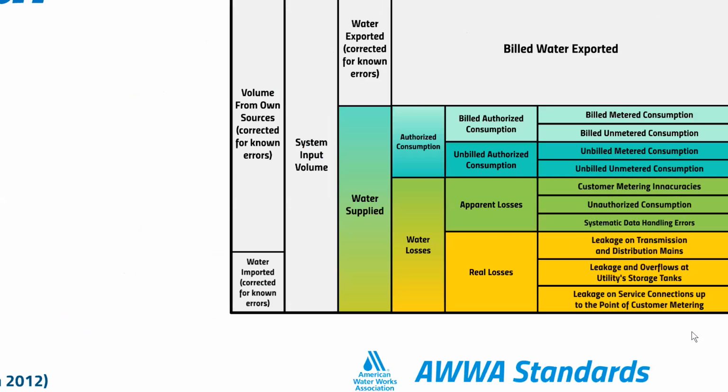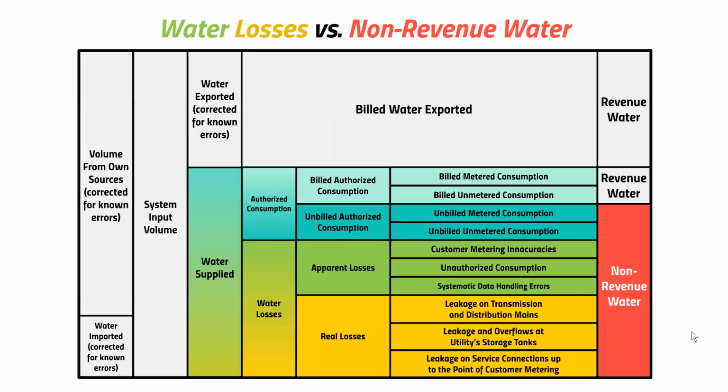The AWWA water loss audit has put together a fantastic graph here. This will help you, working from left to right, as you fill in all of the variables based upon your numbers. As you continue to work from left to right, eventually you'll get to the lower right-hand corner, the non-revenue water. That will give you your exact water loss, non-revenue water loss figure. And that is the 16% that I just referenced a few seconds ago.